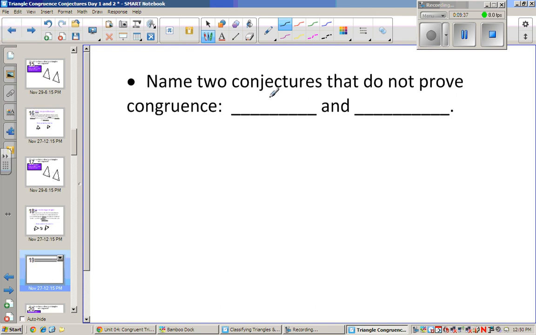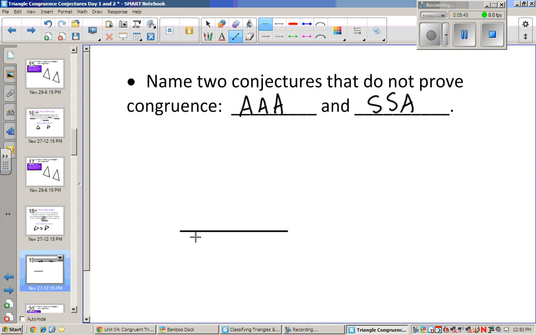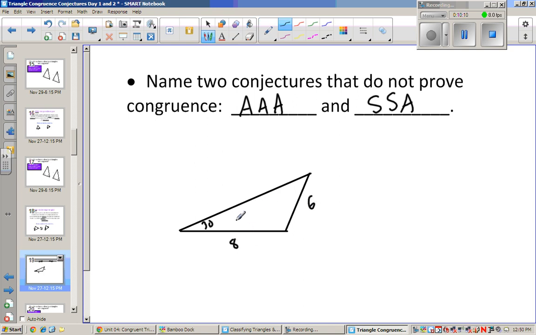So there's 2 conjectures with 3 letters that don't work, and that's angle, angle, angle. We talked about that earlier, and side, side angle. Now the reason why side, side angle doesn't work is if I draw these angles like this, and I knew that this side was 30 degrees, I could draw a third piece of a triangle here and say this is 6 and this side is 8.